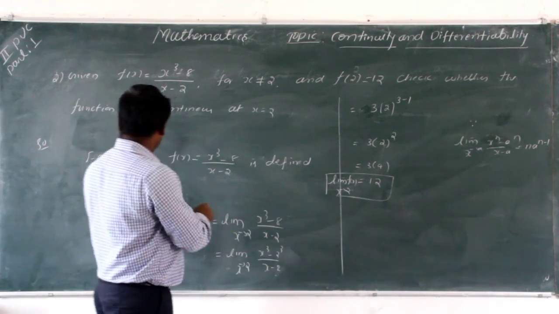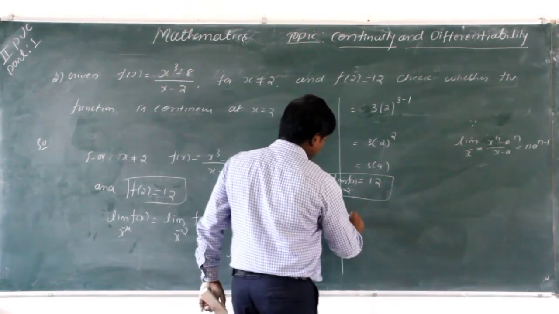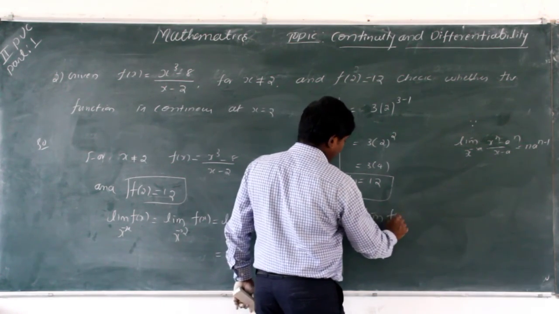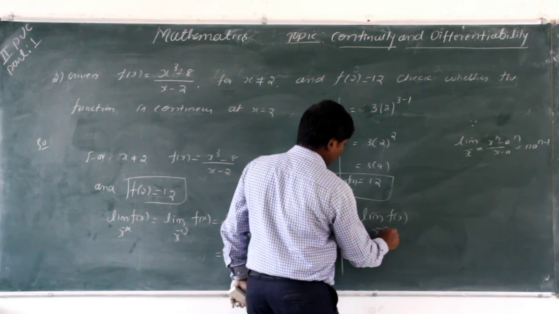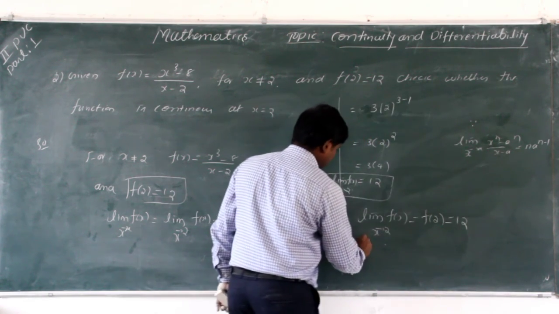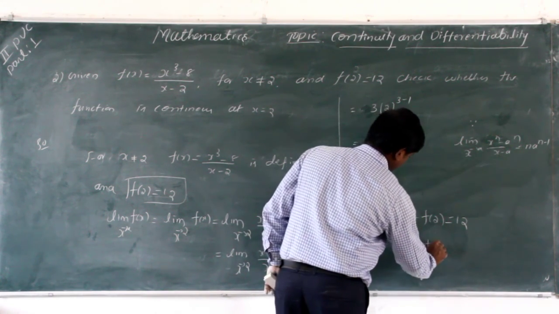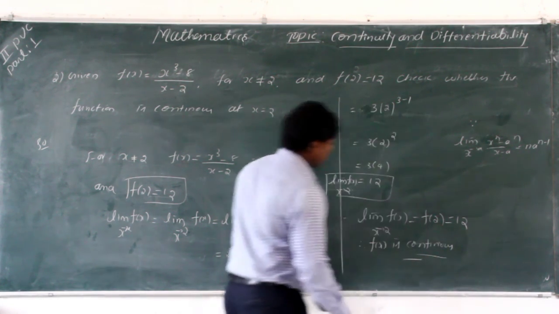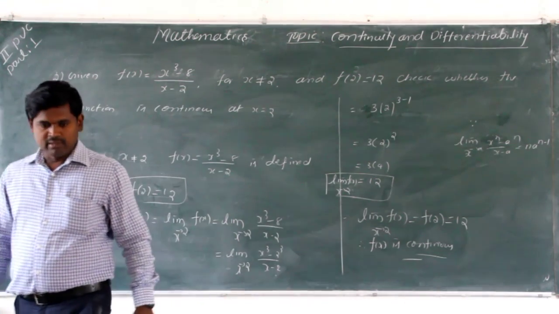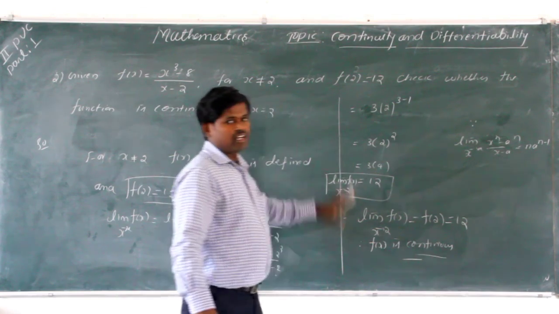Here f of 2 is 12. Therefore the limit of f of x as x tends to 2 is equal to f of 2, which is equal to 12. So the given function is continuous, because the limit of the function is equal to the value of the function. Therefore the given function f of x is continuous.